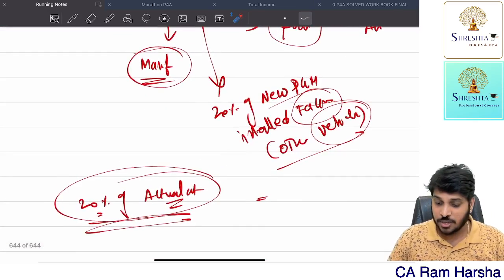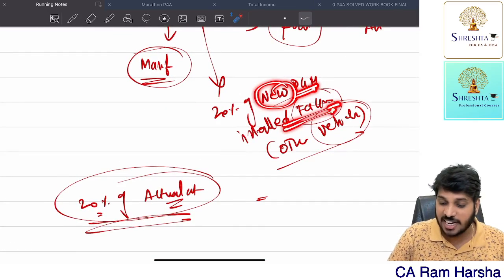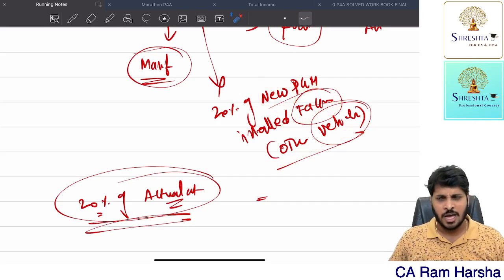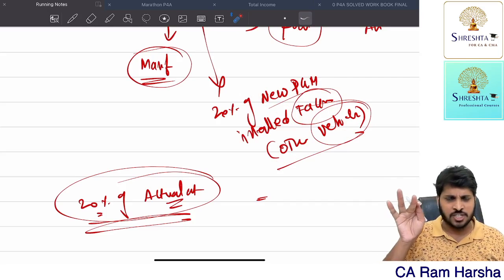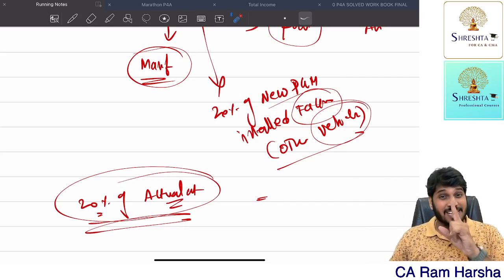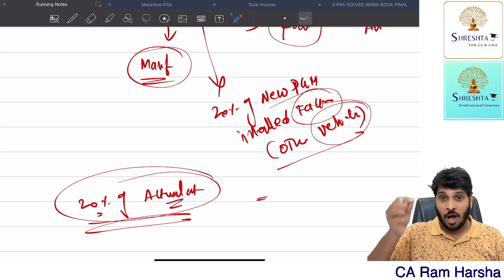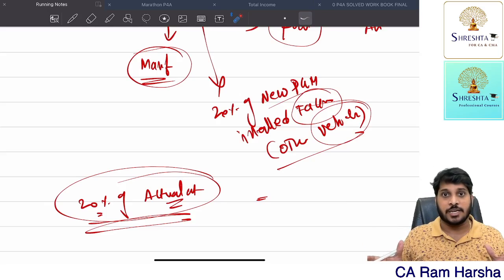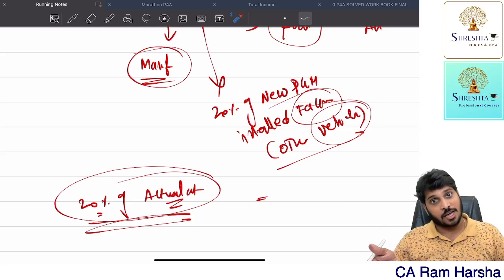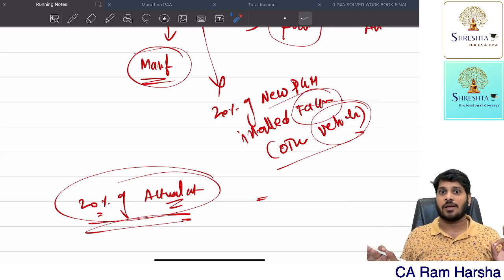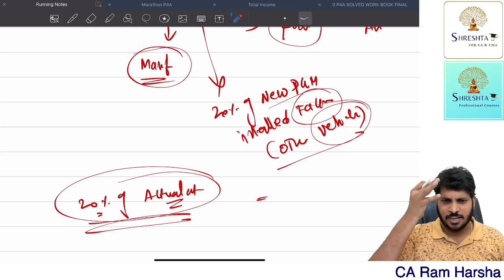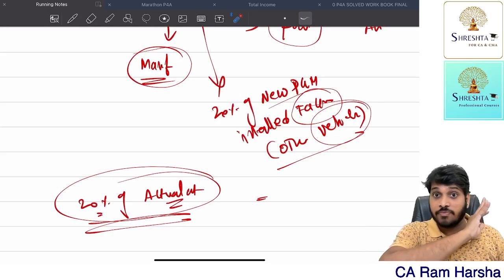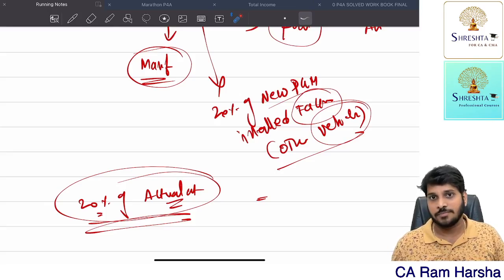You see the words which I used: new plant and machinery installed in factory other than vehicle. Simple logic. It should not be a vehicle, it should be installed in factory, it should be new, which means second hand plant and machinery, no additional depreciation. Office machinery, no additional depreciation. Suppose you purchase a machinery on which 100% deduction is there, no additional depreciation on that. If any machinery is eligible for 100% deduction under income tax law, additional depreciation will not be given.